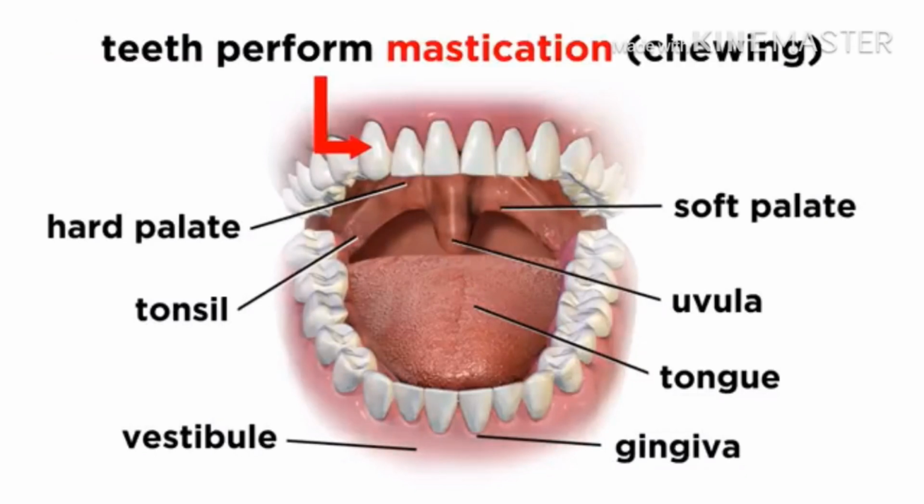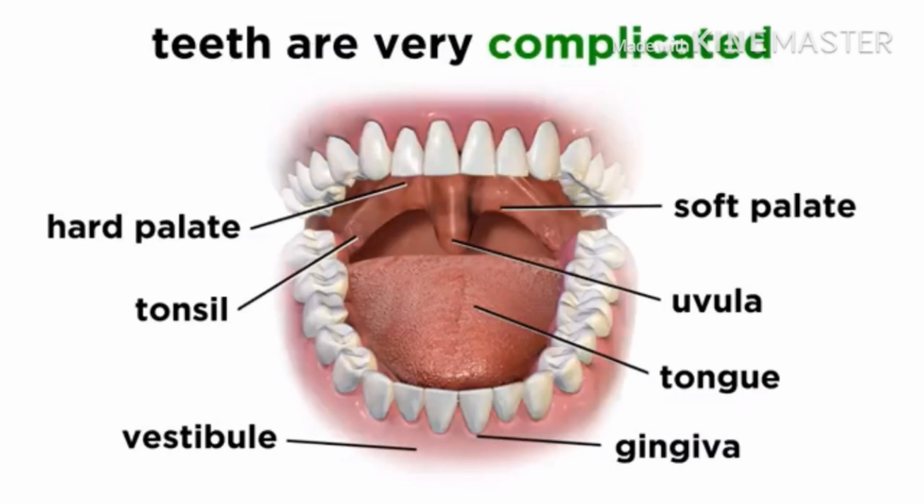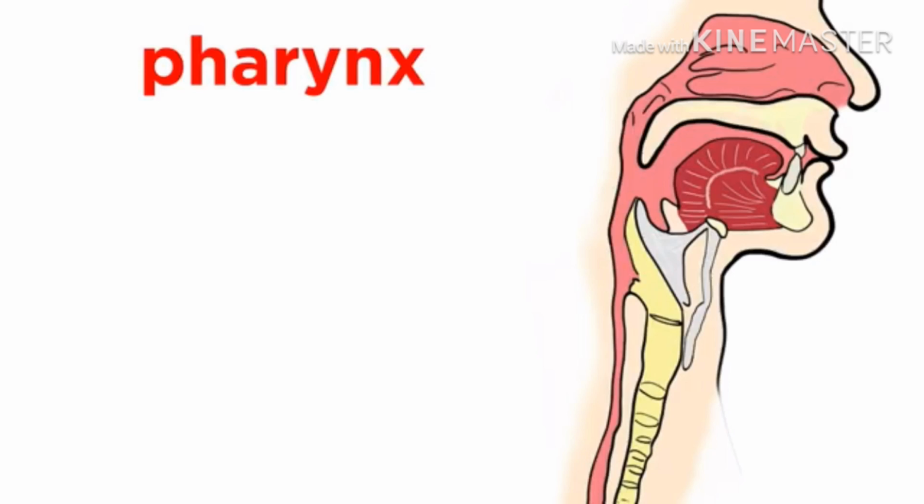Teeth also help in this process through mastication, or chewing, which grinds food down into smaller pieces. So, the teeth are very complicated. Their growth and development require their own tutorials, so let's continue down to the pharynx.